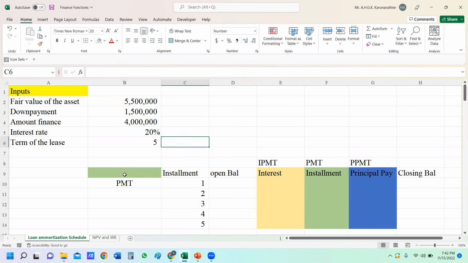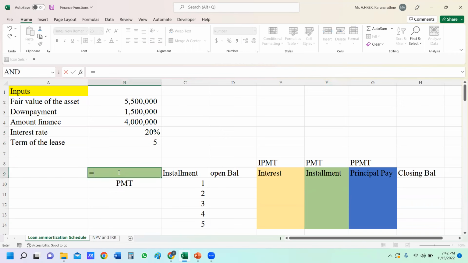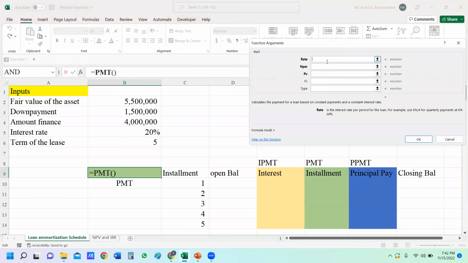Right. Okay, we'll first compute the payment, the installment. We can directly take the installment value here. How to compute the installment value? PMT is the formula, not PPMT. PMT. Right. Rate. Rate is the annual interest rate.